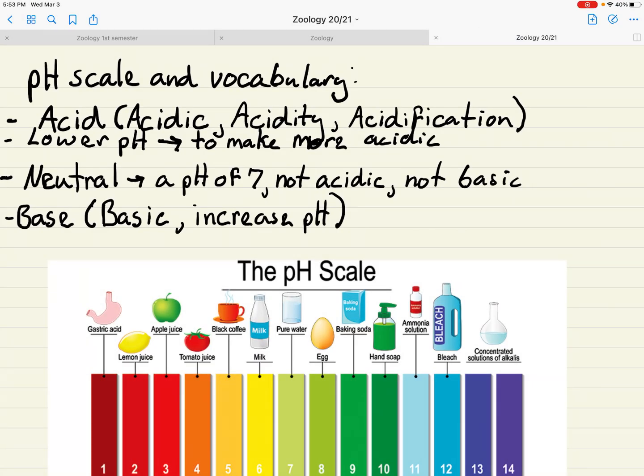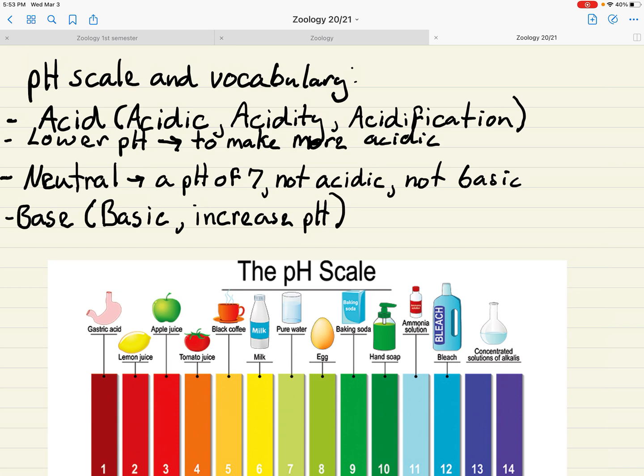Okay, so I know that we're talking about the phylum Mollusca, and I'm going to talk to you a little bit about pH, and you might wonder what that has to do with this phylum. It has to do with what human activity is doing to the oceans, and since most of these guys live in the oceans, it's having an impact.